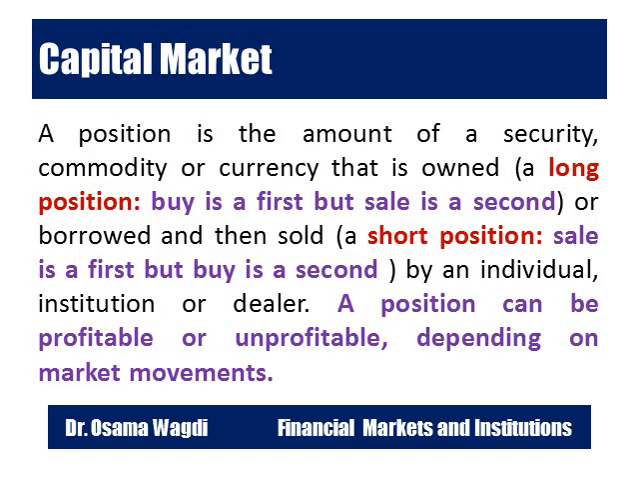A position is the amount of a security, commodity, or currency that is owned. What do we mean by a long position? Buy first, then sell, or borrowed and then sold. A short position: sale is first, but buy is second. By an individual, an institution, or a dealer, a position can be profitable or unprofitable depending on market movements.